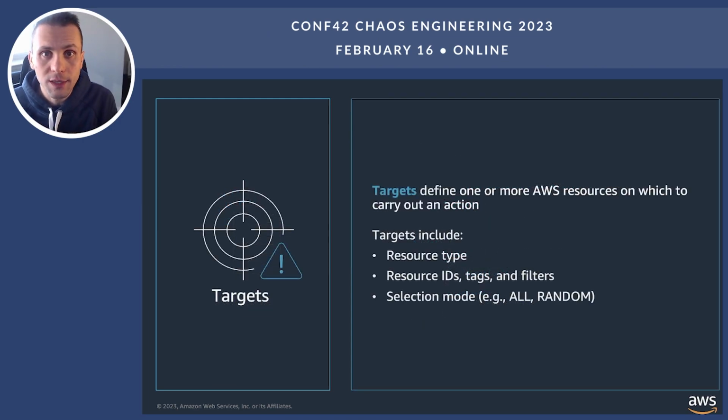Now, when we look at targets, so we talked about actions. Targets define one or more AWS resources on which to run an action. So you have an action which you do something, but targets is where that action will actually be executed. You can define targets when you create an experiment template, and you can use the same target for multiple actions in your experiment. So targets include the resource type, resource IDs, tags, and filters, and also a selection mode: if you want all, if you want random, if you just want a percentage, and so forth.